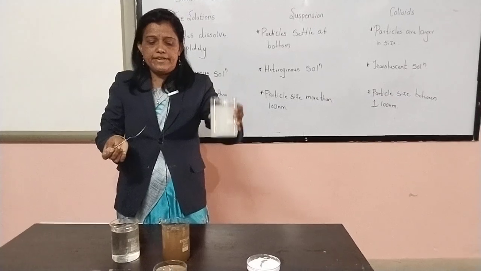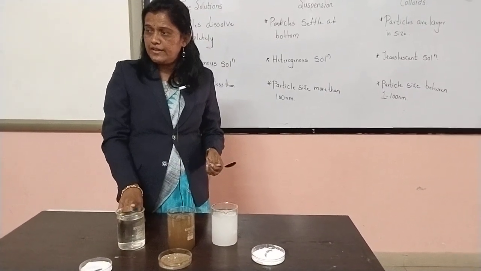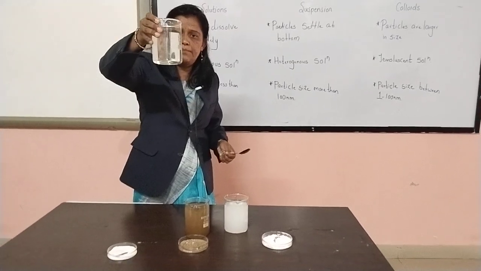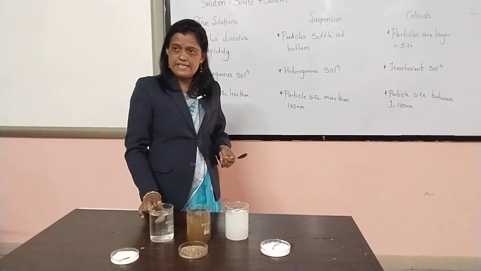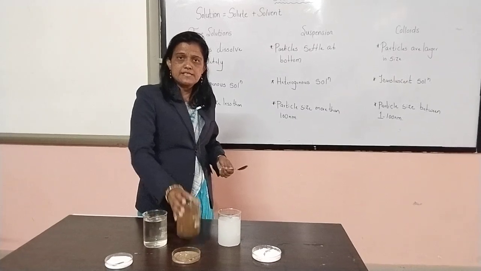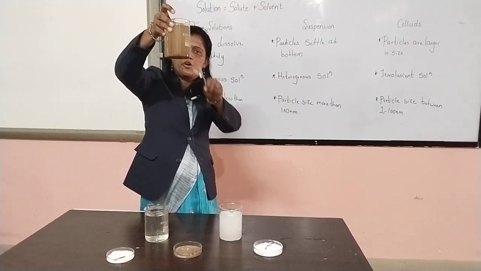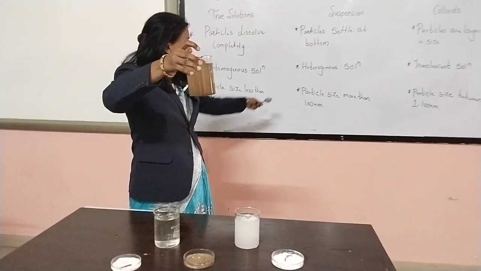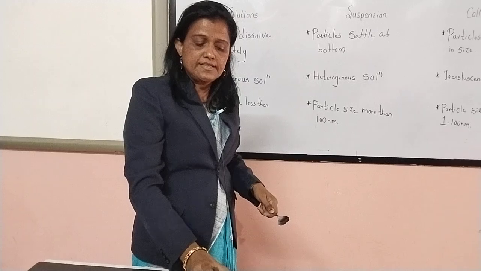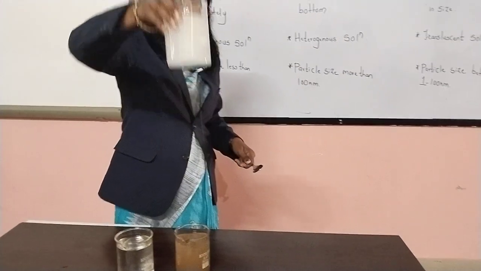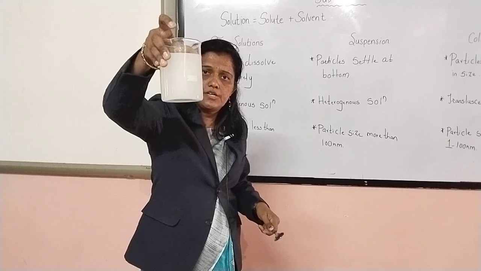So my dear children, we have prepared 3 solutions over here. This is a true solution in which the particles get completely dissolved and the size of the particle is less than 1 nanometer. This is a suspension. As you can see clearly, the particles settle at the bottom, and the particle size is more than 100 nanometer. And the third type, which we have prepared, is the colloidal solution, it is a translucent solution.